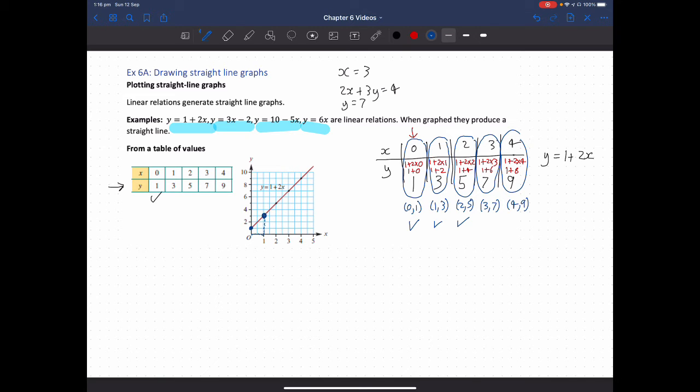2, 5. We go across 2, and we go up 5. 3, 7. We go across 3 and up 7. 4, 9. We go across 4 and up 9.